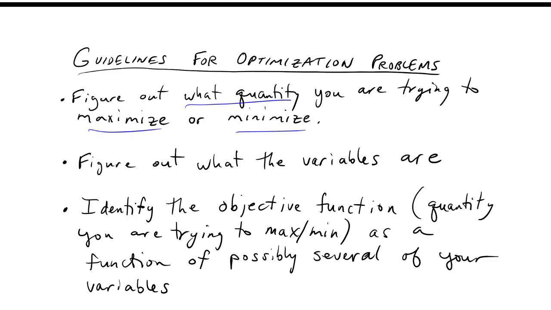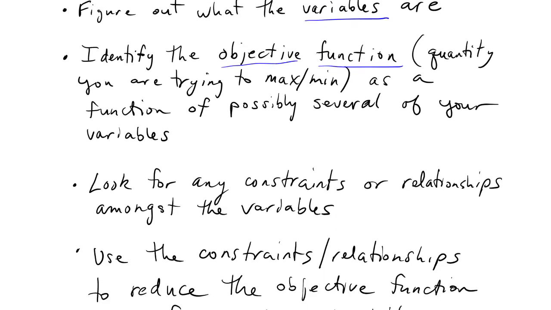All right, figure out what the variables are. If you can draw a picture, that would be helpful, but you won't always be able to do that. But put in as many variables as you need. Then you want to identify your objective function. Remember, the objective function was that quantity we're trying to maximize or minimize as a function of possibly several of your variables. So don't worry if there's more than one variable in there. We're going to take care of that.